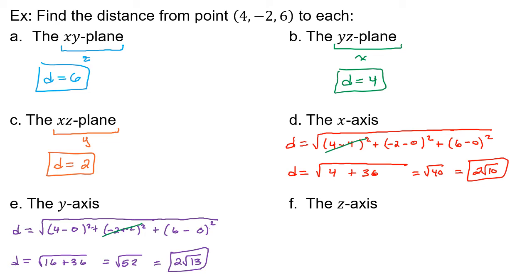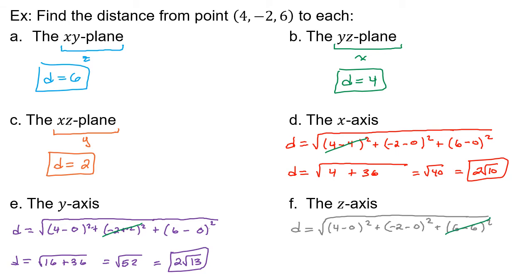For your z-axis, again, the first part is going to be the same. I have to have the point 4, -2, and 6. But I got to get rid of the z part. So I'm going to pick the point 0, 0, 6. That will get rid of this piece.